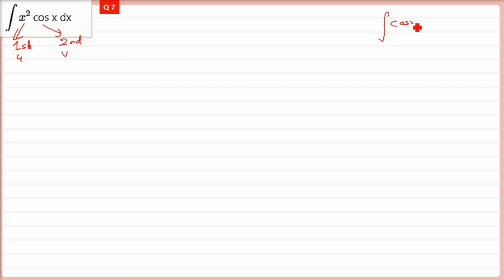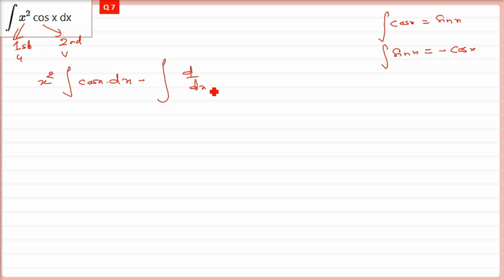The integration of cos x is going to be sin x, and the integration of sin x is going to be negative cos x. So we'll take the formula now. I hope you are well versed with the formula, so I'm directly using it. The first function outside, then the integration of cos x with dx, then the differentiation of the first function, which is d by dx of x square, multiplied by the integration of the second function, which was already done in the first term, and then these two will be multiplied, and then the integration will be done.